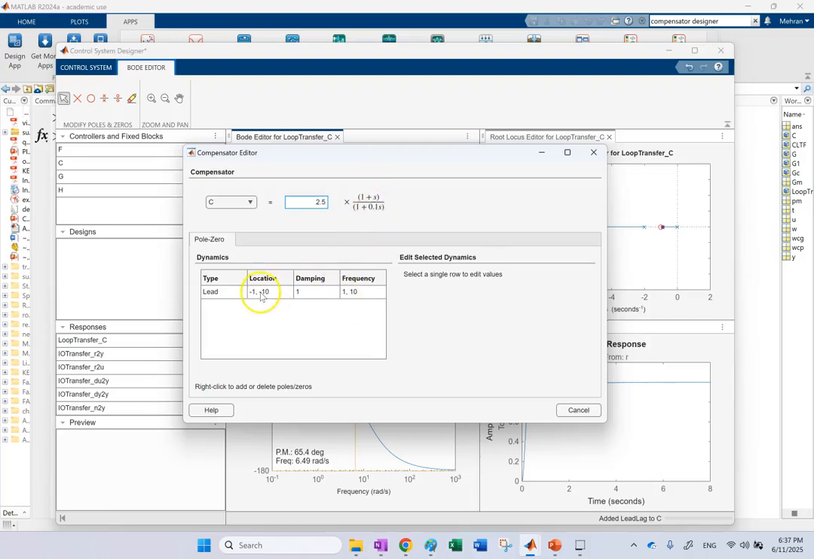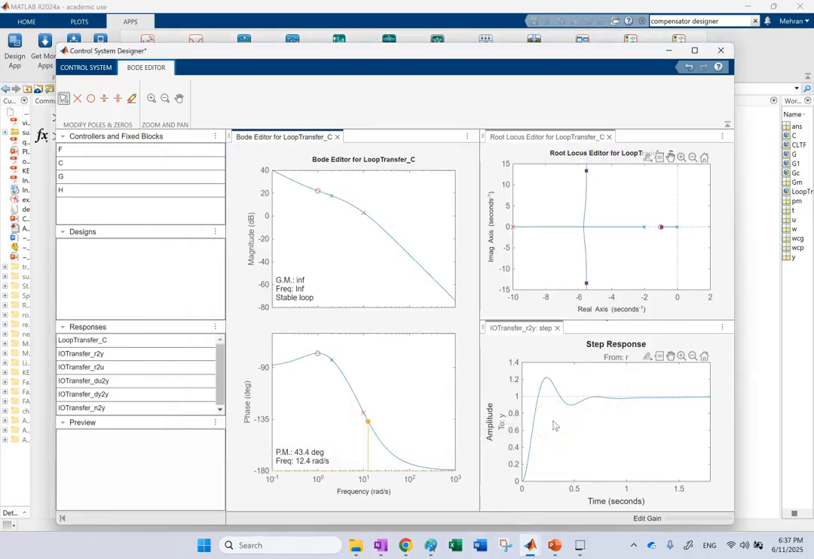So right now I just put them at -1 and -10, but later I can modify them. So here we go. I put it there and I okay that. As soon as I change the gain, now my phase margin is at 43, but still that's not above 50 or 60 that I want. And these are the poles and the zero. That's the pole of the lead. This is the zero of the lead.